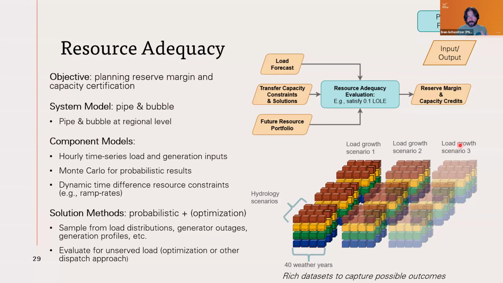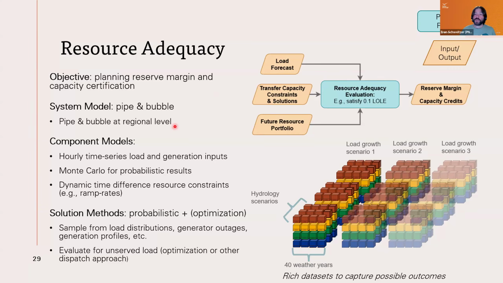We're now going to try to start to map these components, so the system model, the component models, the solution models, into the processes that we discussed at the very beginning. So let's look at resource adequacy. Our objective is that we want to create some sort of reserve margin and capacity certification, which is then fed, if you recall from the first slide, into the resource planning process.